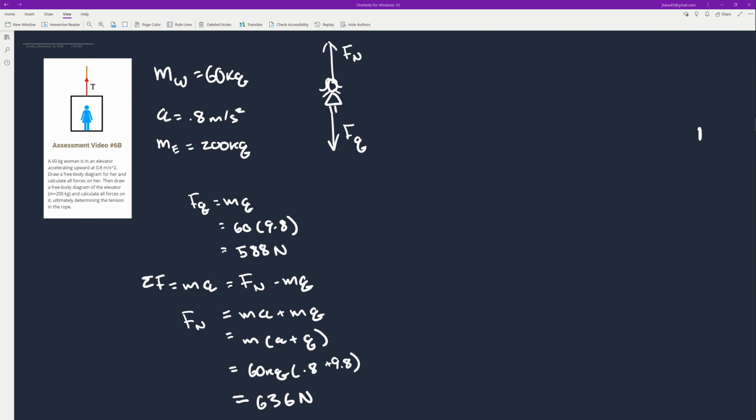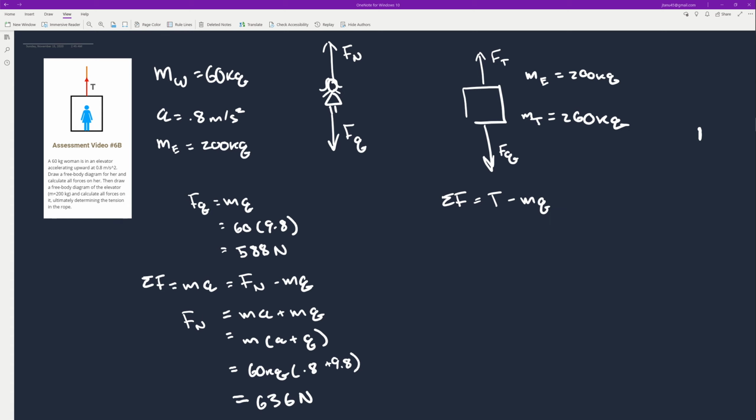Now we can go ahead and proceed to the elevator. Let's draw our free body diagram. We have our tension, and we also have our gravity. We know that the mass of the elevator is 200 kilograms, but we have to account for the woman inside of it. So we can say our total mass is equal to 260 kilograms. From there, we can use the same process as we did for the normal force. The summation of forces is equal to the tension force minus gravity, and that's going to equal mass times acceleration.